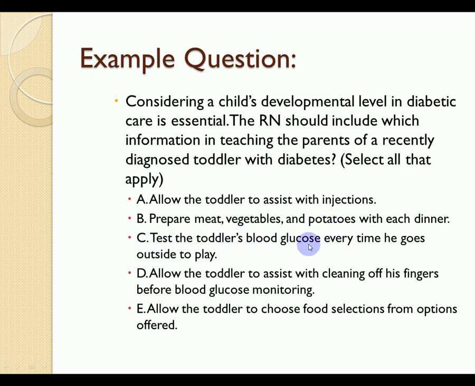Test the toddler's blood glucose every time he goes outside to play. Well, what if he went outside to play 20 times in one day? I don't think you're going to check it 20 times. No. Allow the toddler to assist with cleaning off their fingers before the blood glucose monitoring. Yes, we talked about that. Allow the toddler to choose food selections from options offered. Yes, remember they are in the period where they want some autonomy and want to be involved in making choices. So you should have picked D and E.